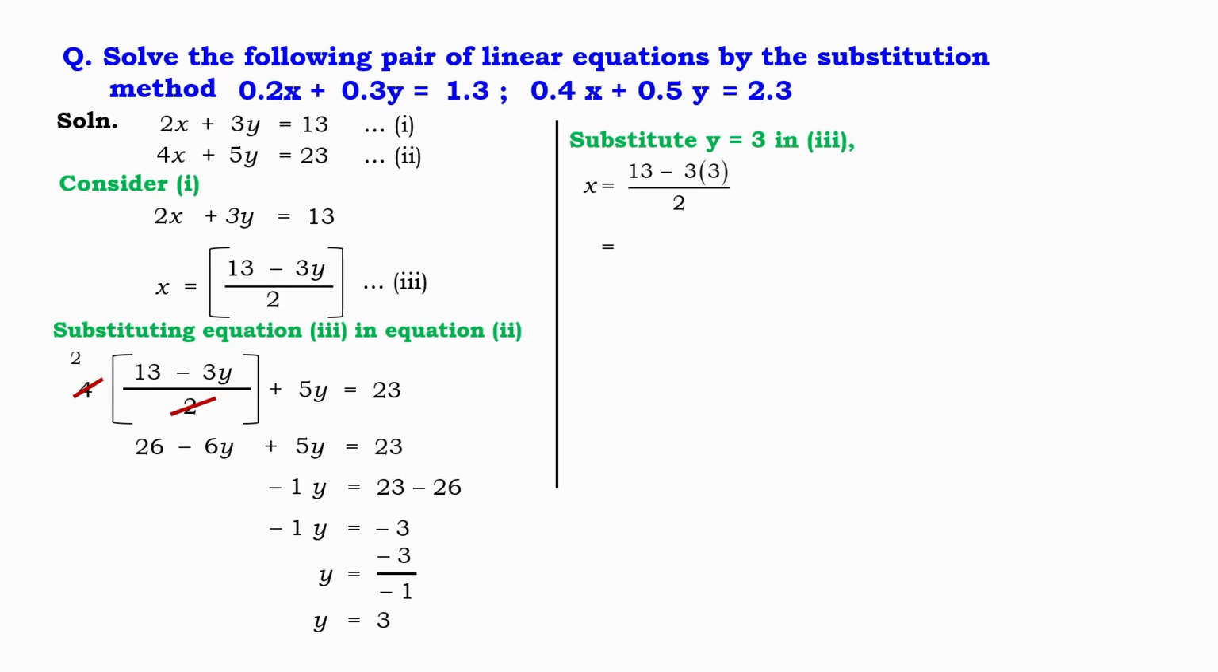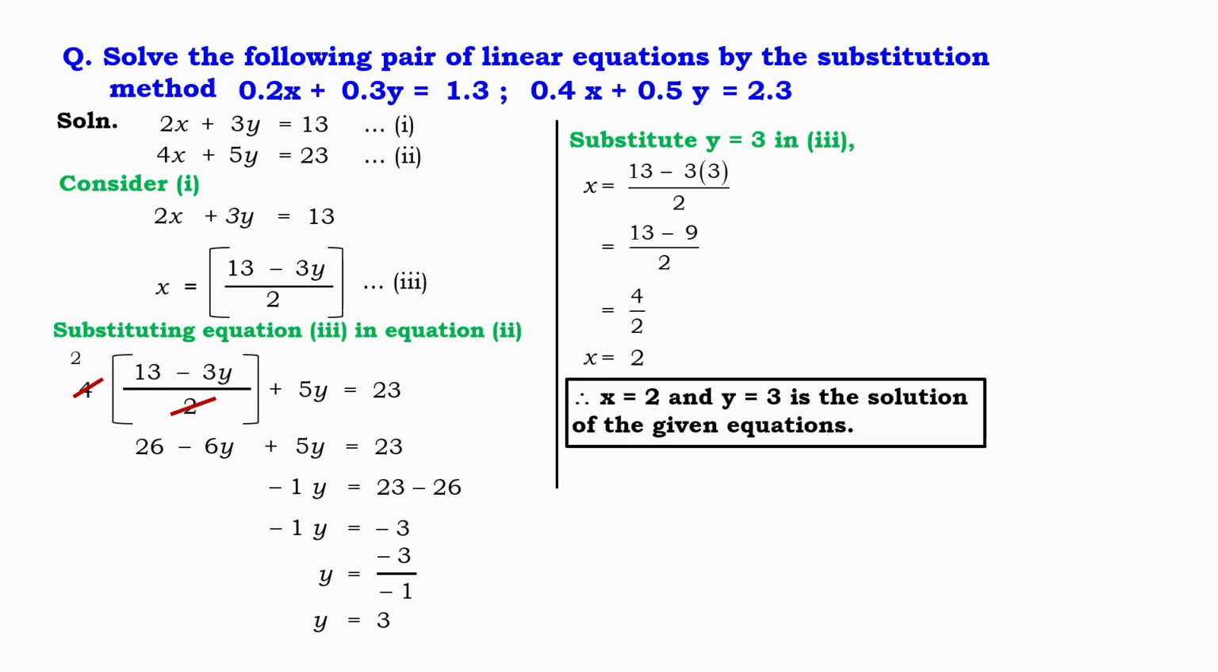Now substitute y equals 3 into equation 3. So we get x equals (13 minus 3 multiplied by 3) divided by 2. This becomes x equals (13 minus 9) divided by 2. That is, x equals 4 divided by 2. So, x equals 2. Therefore, the solution of the pair of linear equations is x equals 2 and y equals 3.